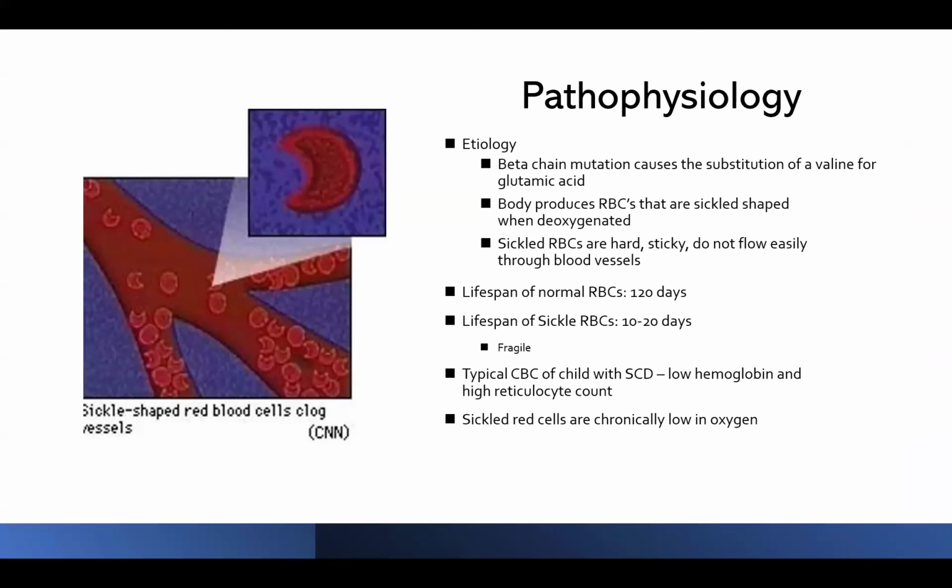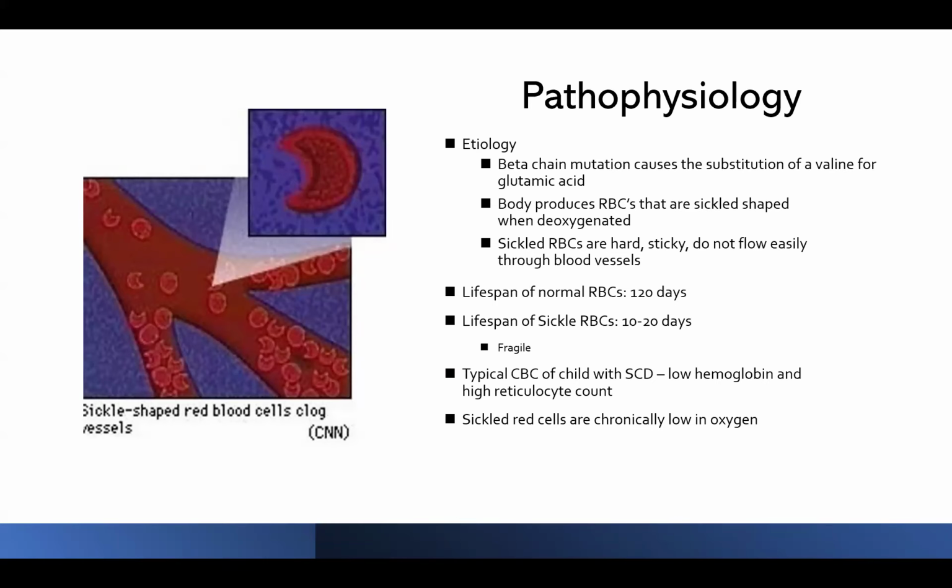So we know that sickle cell disease is a beta chain mutation that causes the substitution of valine for glutamic acid. The body produces red cells that are sickle-shaped when deoxygenated, and these sickled red cells are very sticky and very hard, and they don't flow very well through the blood vessels. The sickled red cell only lasts maybe 10 to 20 days, and it's quite fragile compared to a normal red cell, which lasts maybe 120 days.